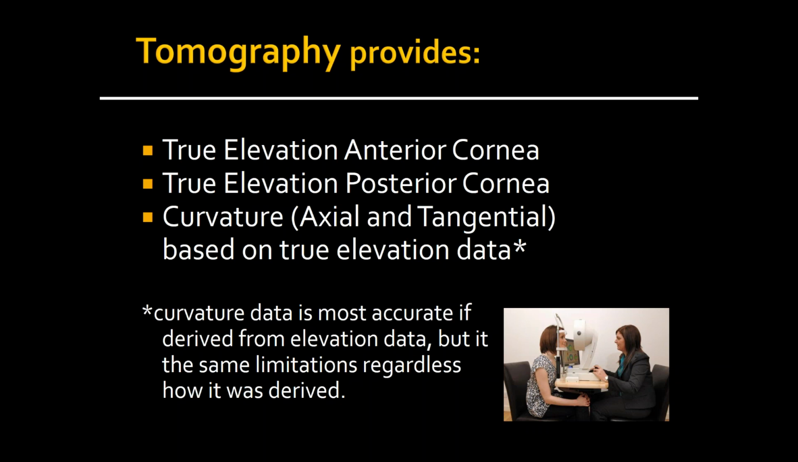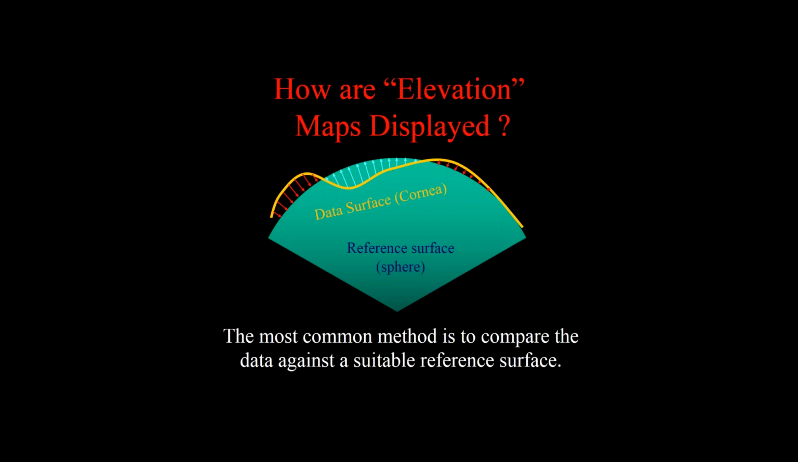And we can also derive, using mathematics, curvature data, which is actually more accurate than getting curvature data from Placido disc topography. So first thing to find out is when you look at an OrbScan or a Pentacam or a Galilei, how is the information displayed?